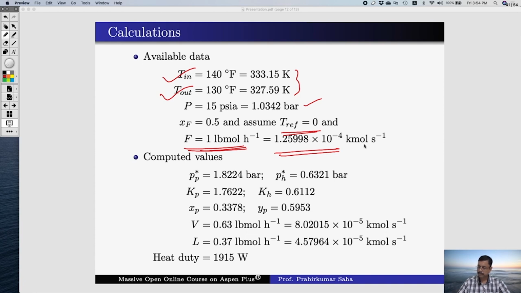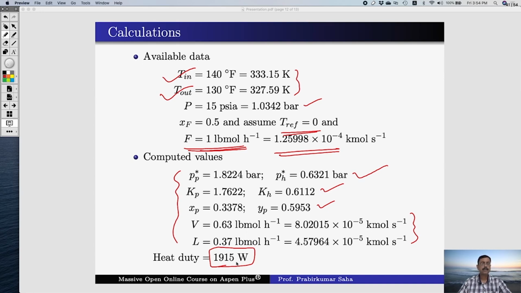And these are the computed values. Based on them, we have calculated the vapor pressures to be like this. On that basis, we have calculated the K values. On that basis, we have calculated Xp and Yp. On that basis, we have calculated V and L. And finally, we have found the heat duty to be 1915 watt.